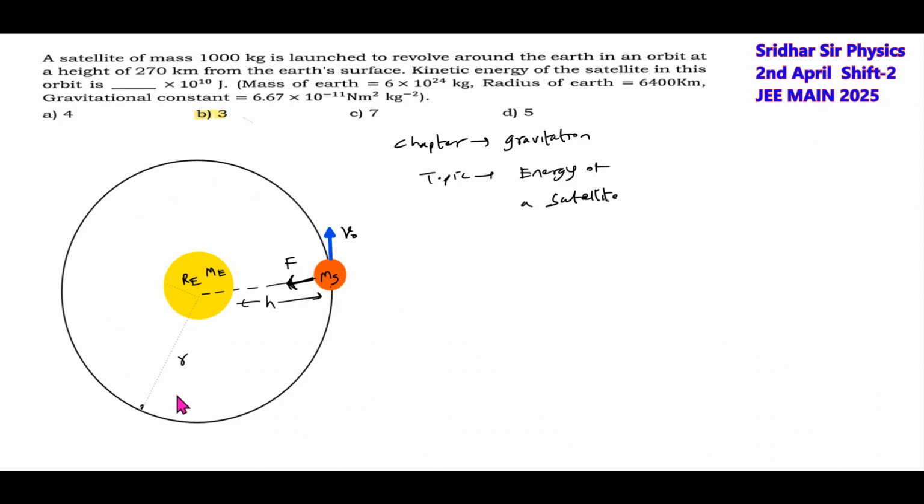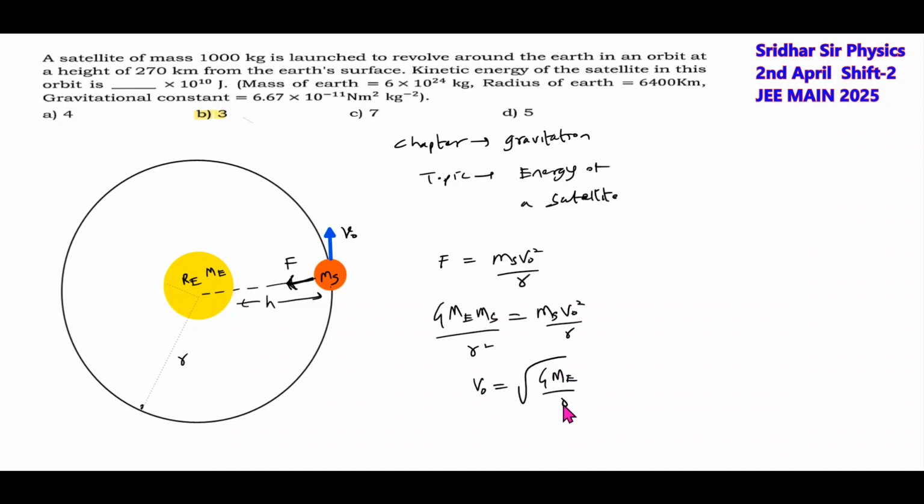The satellite revolves in a circular path of radius r, and the gravitational attractive force provides the required centripetal force. So this should be equal to m_s v naught square by r. This will be G, the gravitational constant, times mass of the earth, mass of satellite, over r square, equal to m_s v naught square by r. Or the orbital speed is given by root of G M_e by r, where the small r will become R_e plus h.